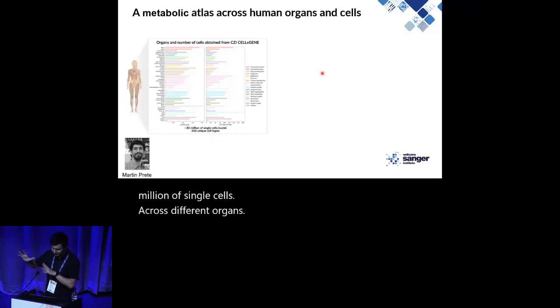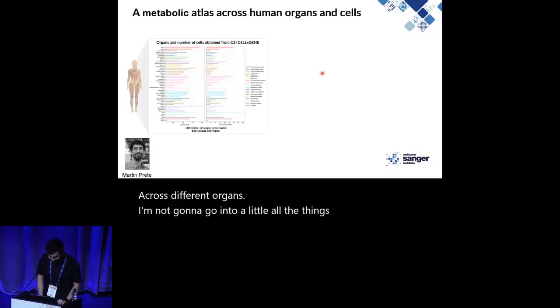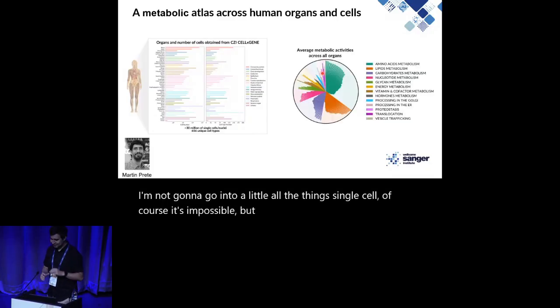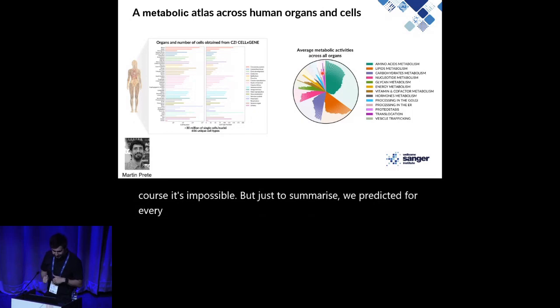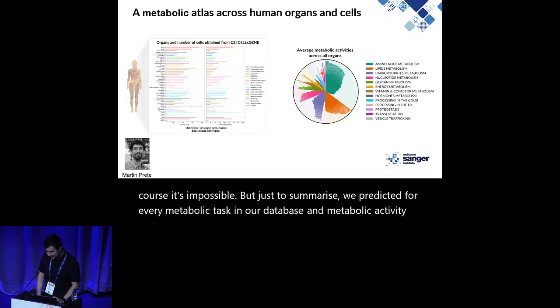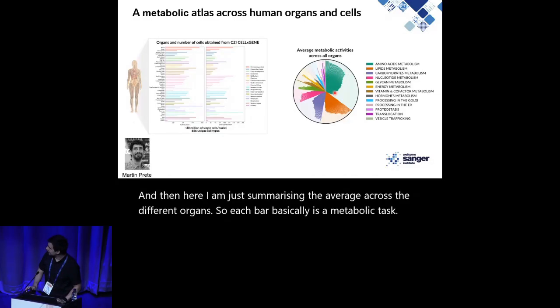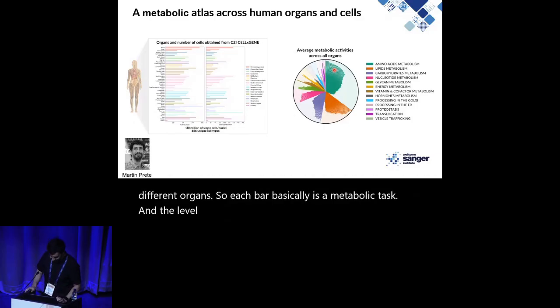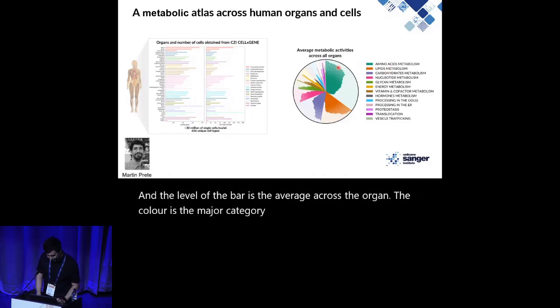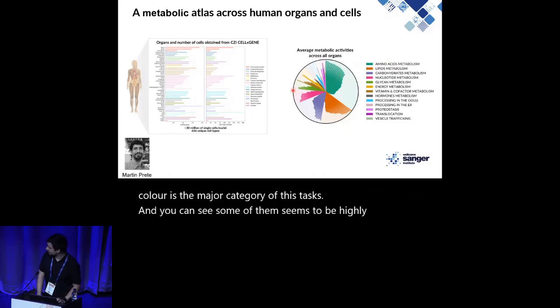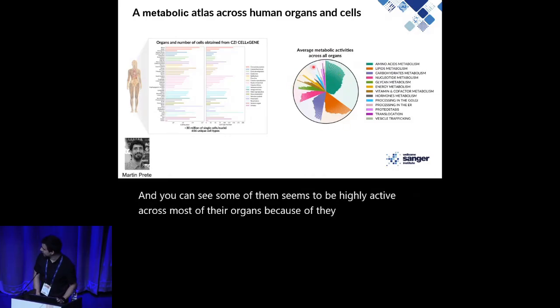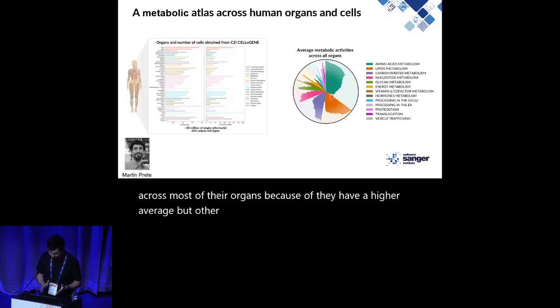I'm not going to go into detail on all the single cells, of course, it's impossible, but just to summarize, we predicted a metabolic activity score for every metabolic task in our database. And here I'm just summarizing the average across the different organs. So each bar is a metabolic task, and the level of the bar is the average across the organs. The color is the major category of these tasks. And you can see some of them seem to be highly active across most of the organs because they have a higher average, but other ones have a lower average.